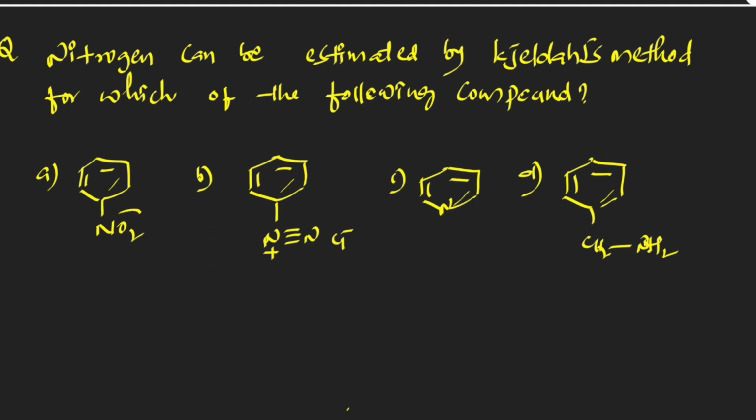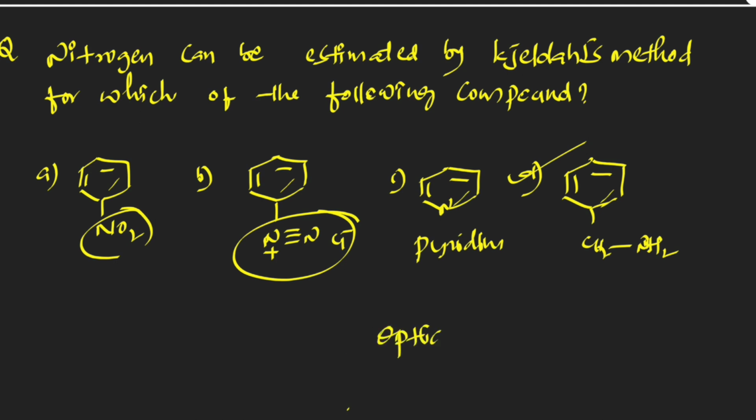So the first one, NO2, is not possible. The second is a diazonium salt. The third is pyridine, a ring with nitrogen. It is also not possible. So the last one, benzene with CH2NH2, can be used to estimate nitrogen by using Kjeldahls method. So the option is D. Kjeldahls method for nitrogen estimation is not applicable for nitro compounds like nitrobenzene, diazonium salt, and ring nitrogen compounds like pyridine, quinoline. So the option is D.